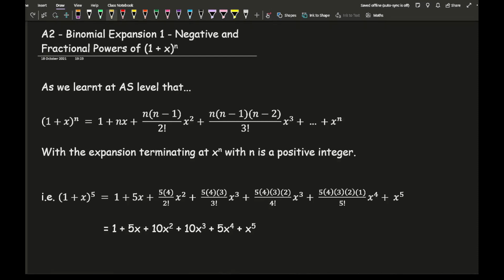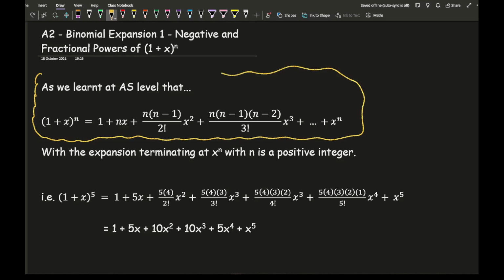Now this formula is given to us in the formula book, so we don't need to worry about remembering it, and let's just make a little note of that just in case. It is one of these formulas that is given in the formula book.